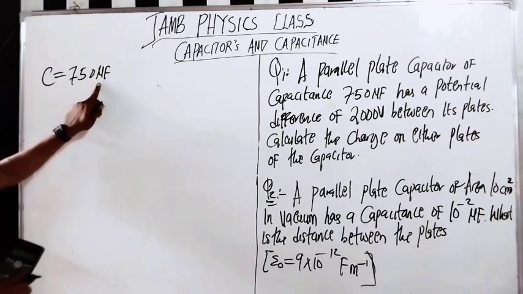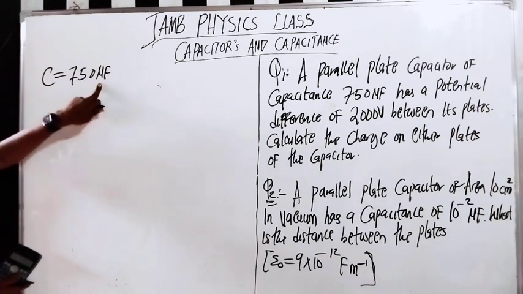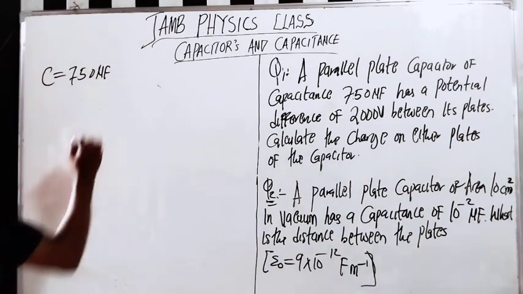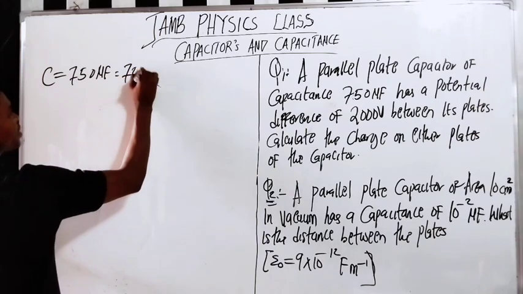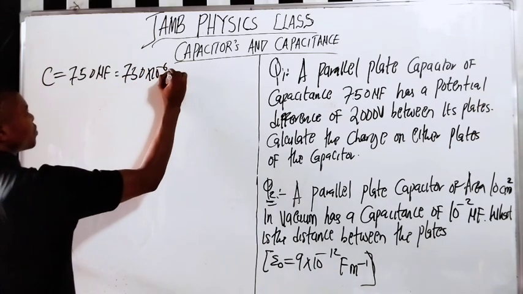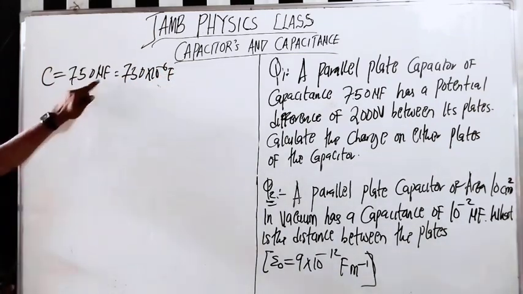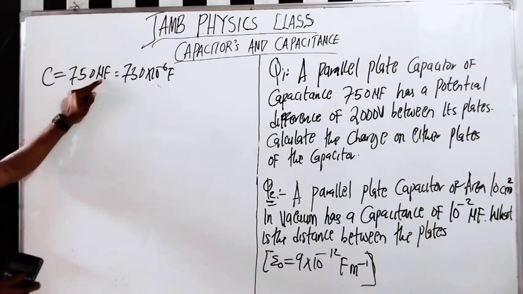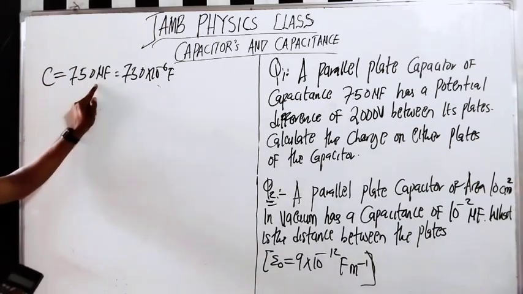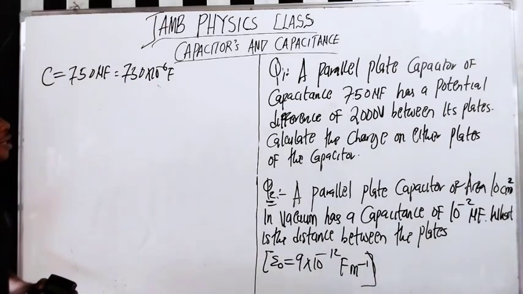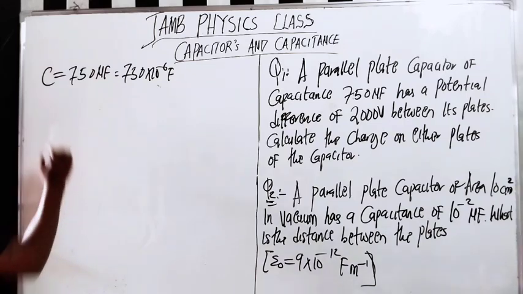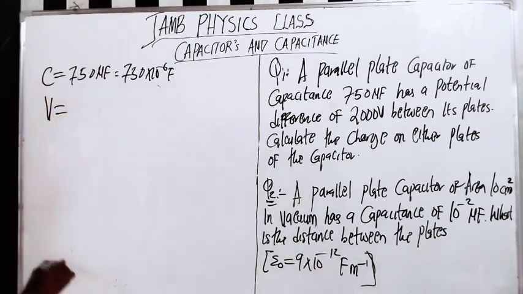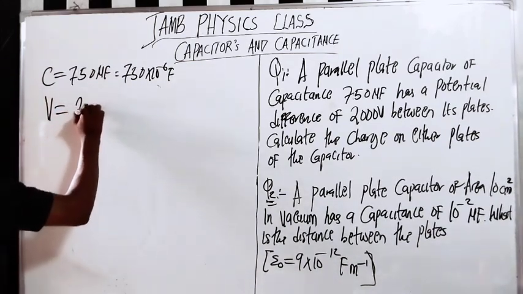Of course, micro means 10 to the minus 6. So you have 750 times 10 to the minus 6 farad. Because you cannot solve like this, you have to convert microfarad to farad. Micro means 10 to the minus 6. Do you understand? Now my V is 2000.